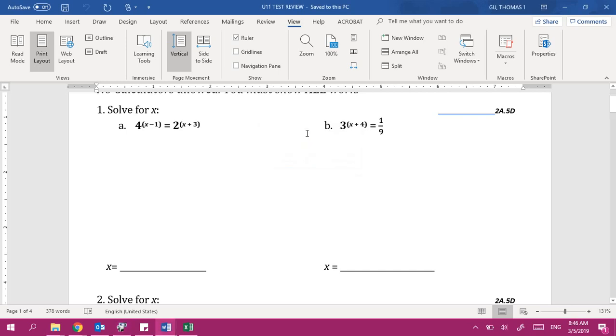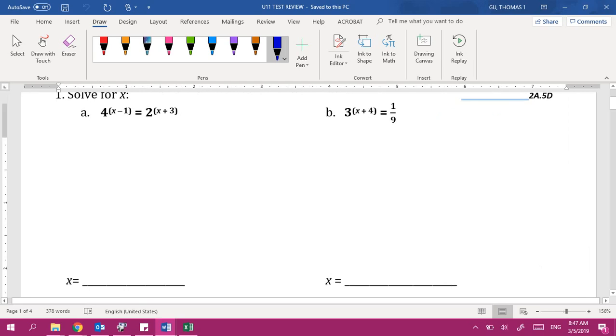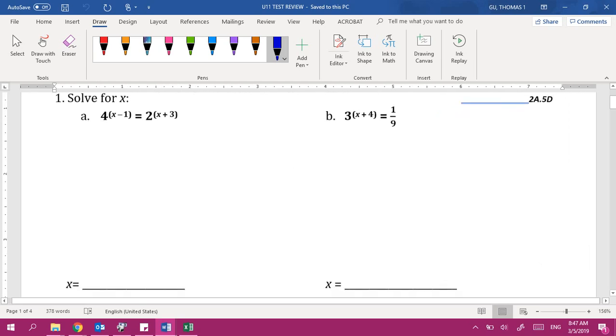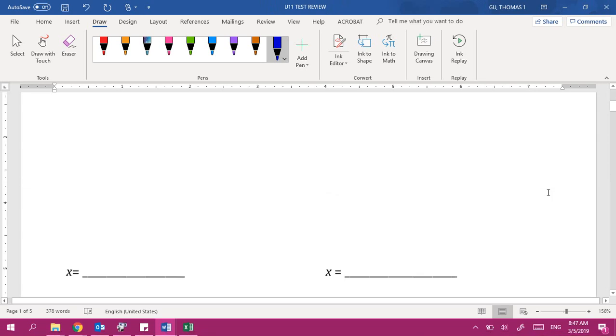Number 1 right here, you see that we have two different bases. What we want to do here is make sure that both of them have the same base. Okay, so what base do you think would be easier to work with, 4 or 2? Right, 2. Usually a smaller number is just easier to work with.